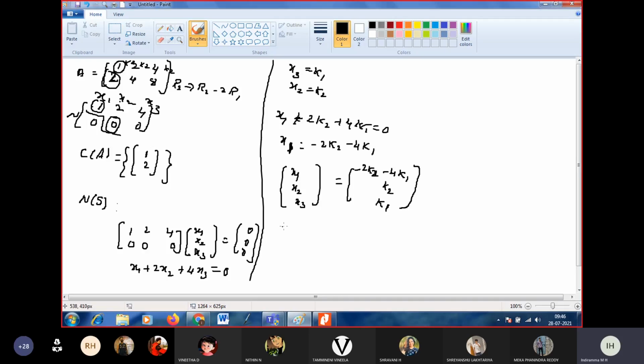After null space, what do we have to consider? Row space. Row space is the column space of A transpose. First find A transpose. A transpose is 1, 2, 4, 2, 4, 8, 2, 4, 8. Now this is the first pivot element. Make these two 0. Can you do like this?